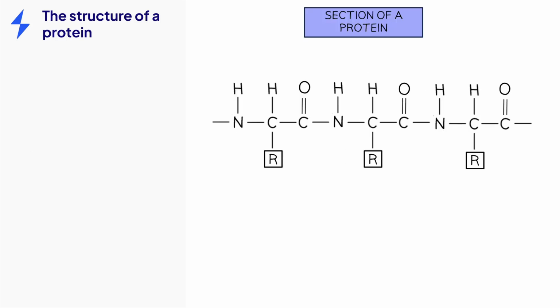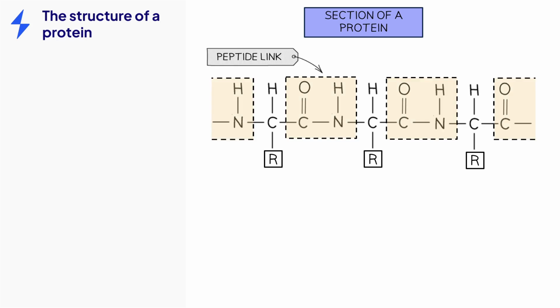Proteins contain between 60 and 600 amino acids in different orders. Here we can see a section of a protein, and we can see the peptide links here. Either end of the section is half a peptide link, and if we were to continue drawing the structure of the protein, it would be joined to the other half of the peptide link.